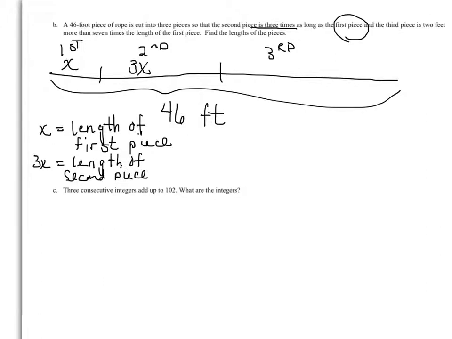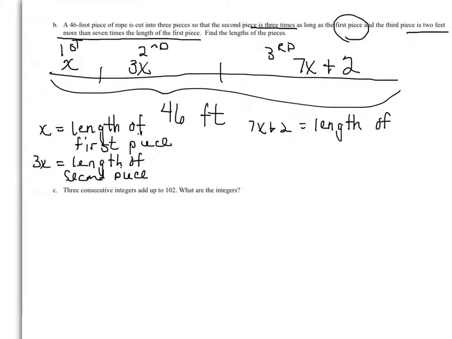And now the third piece is 2 feet more than 7 times the length of the first piece. Now we did that product one just a minute ago. So it's 2 feet more than 7 times the length of the first piece. So see if you all agree. 7x plus 2 is the length of the third piece.